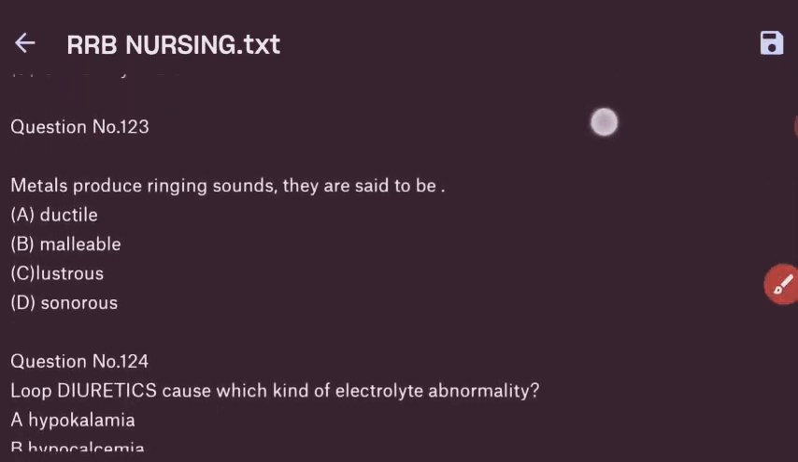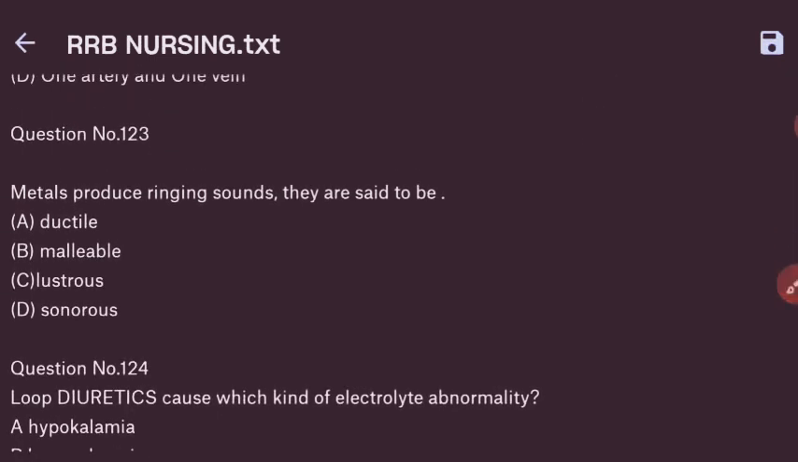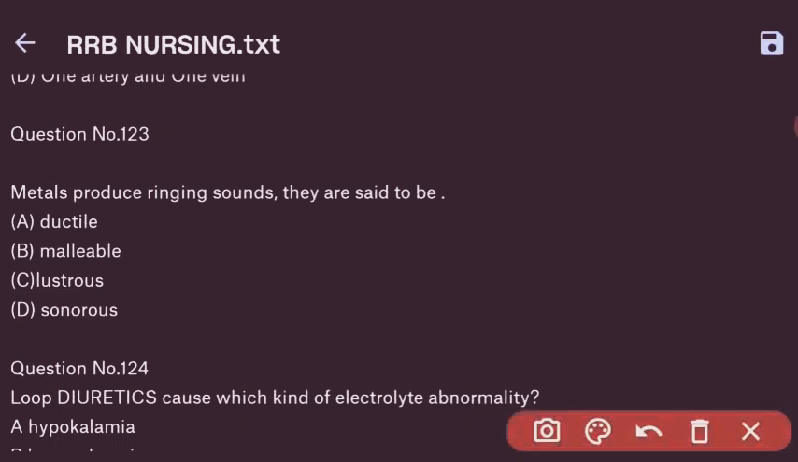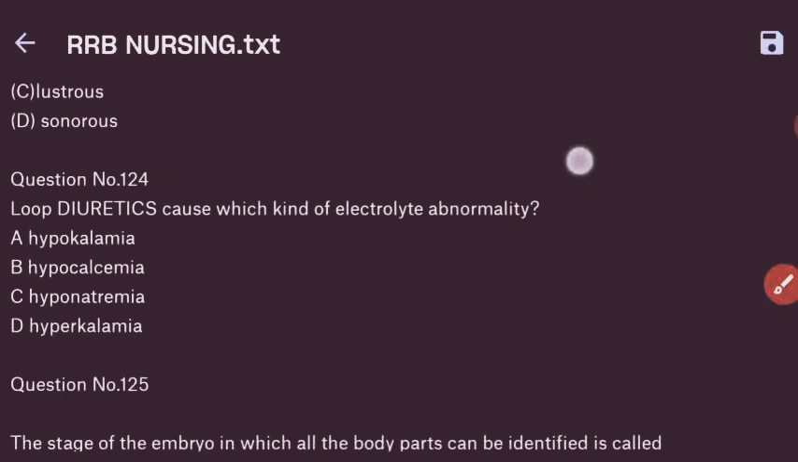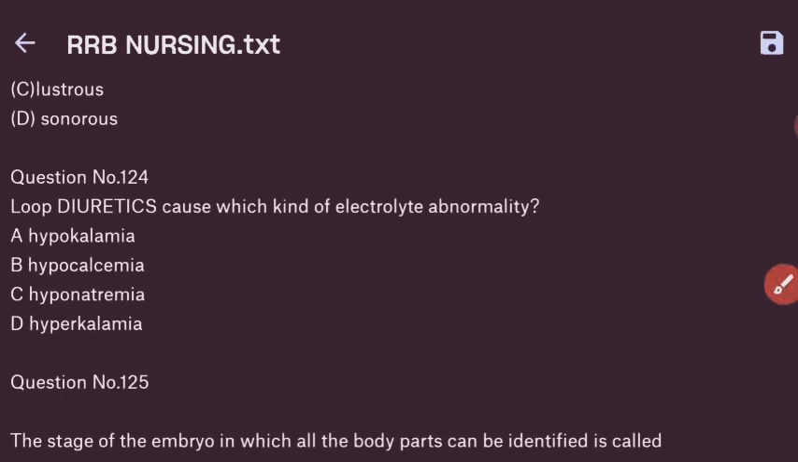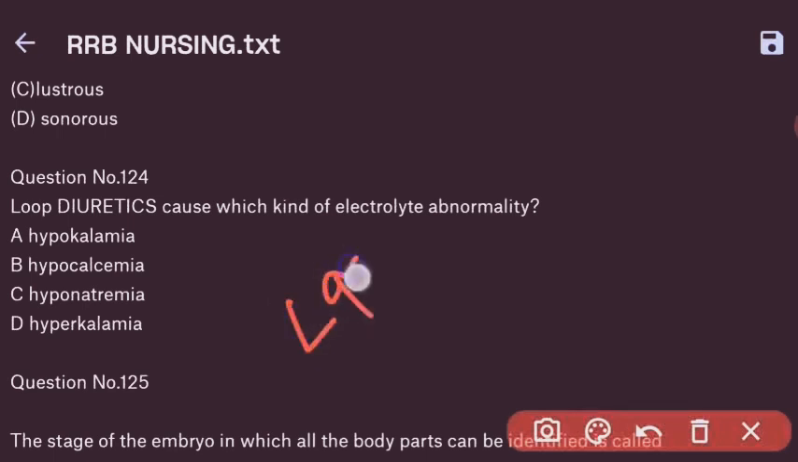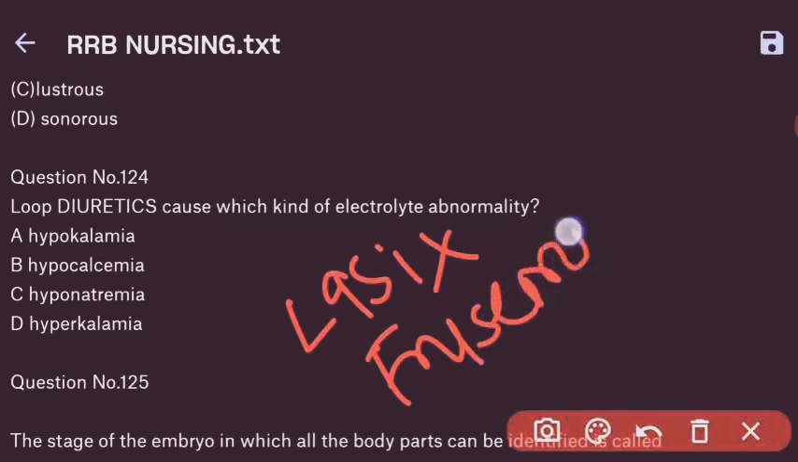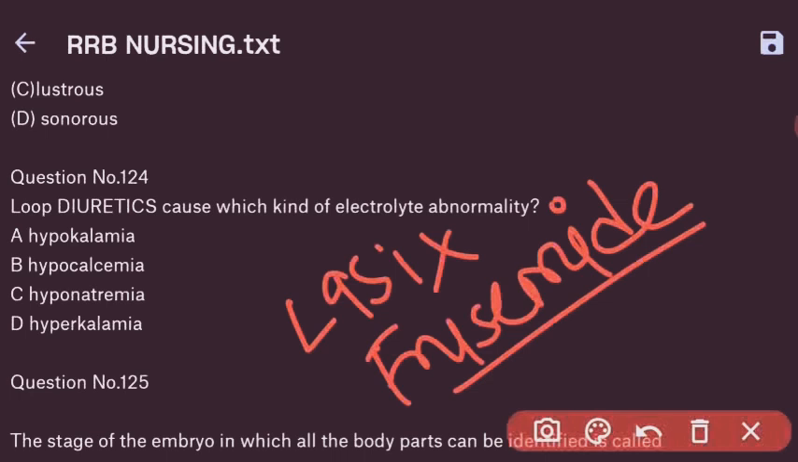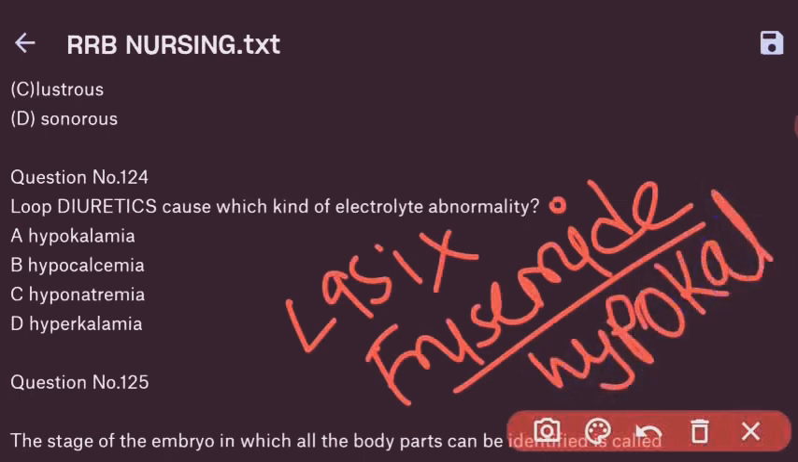Next question. Metals that produce a ringing sound are said to be sonorous. Okay, D is the right answer. Next question. Loop diuretics cause which kind of electrolyte abnormalities? So here loop diuretics like Lasix, or we can say furosemide, cause hypokalemia. So here our right answer is A.